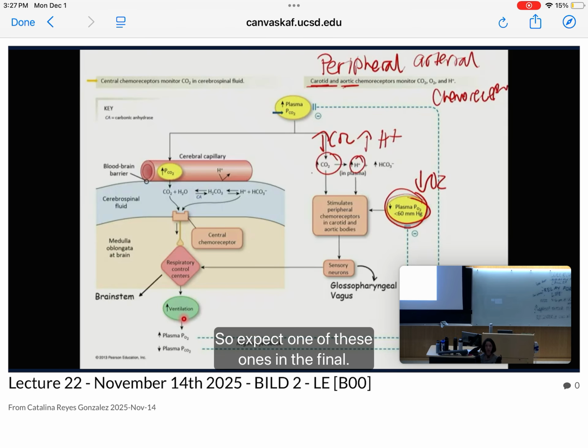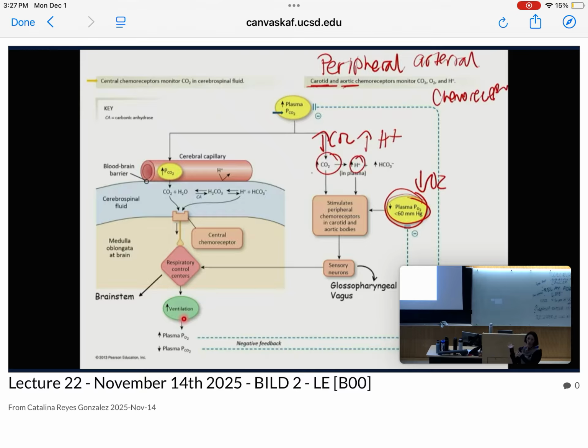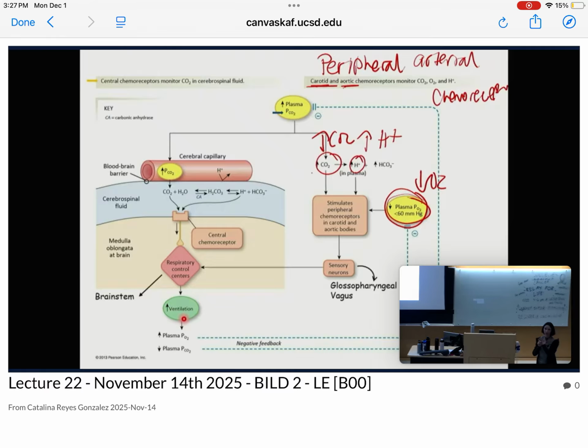So expect one of these in the final. That's what I'm trying to get at, okay? Like how it is regulated. You need to know these receptors. The same as the baroreceptors, you need to know these chemoreceptors, okay, both central and peripheral.